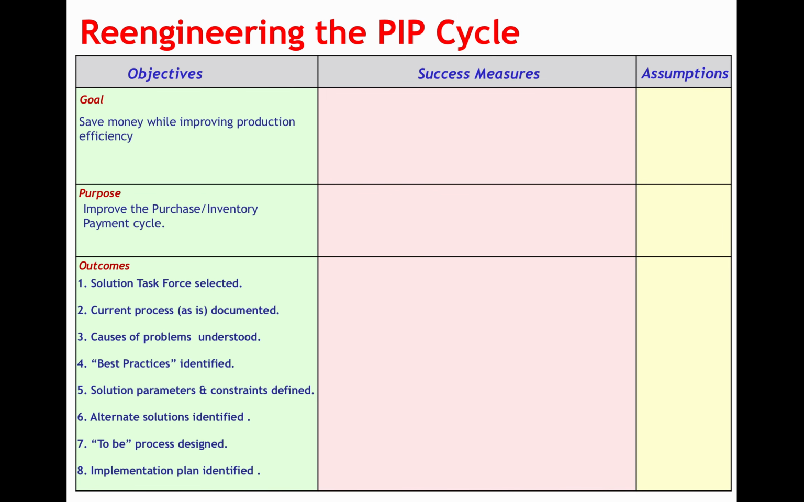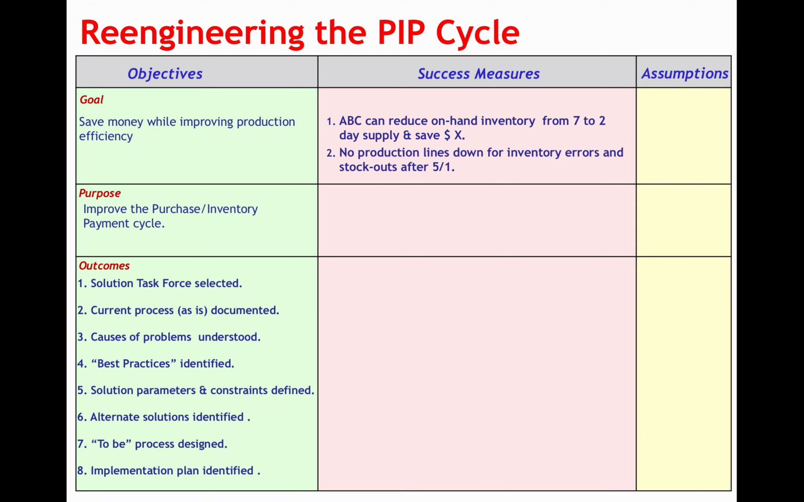The next question then is to sharpen these objectives using success measures. And I'd like to begin at the goal or the purpose. Save money. Well, let's put some type of target in there. ABC company, actually Sony, can reduce on-hand inventory from 7 to 2 day supply and save X dollars. Now this was before they had a just-in-time inventory system. In addition, a measure of efficiency, no production lines are down for inventory errors and stockouts after a particular date. That was an issue with them.